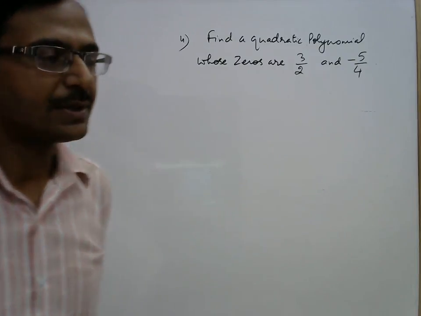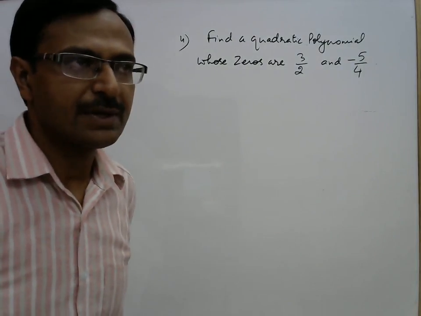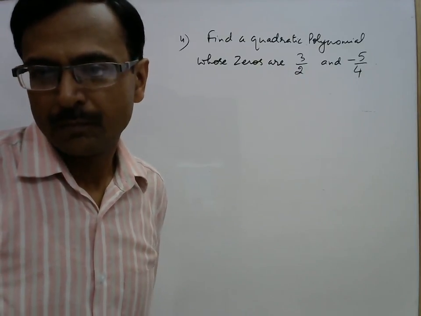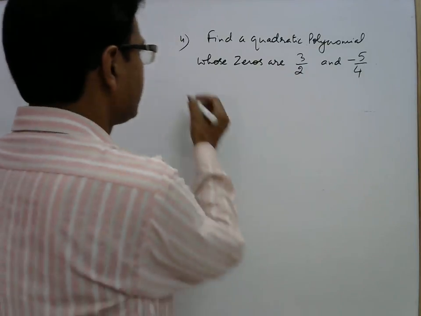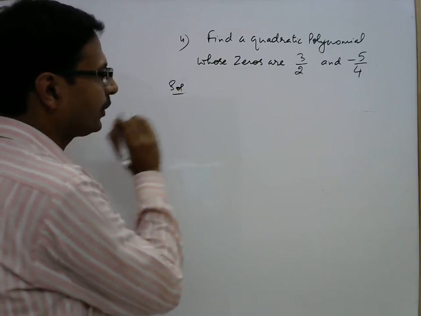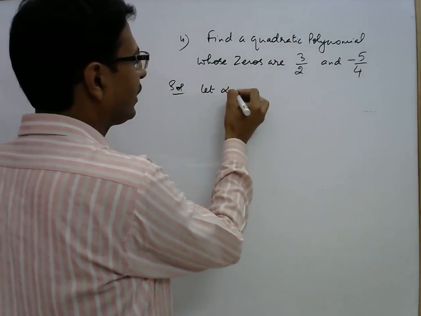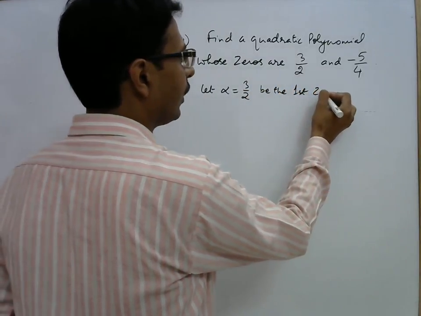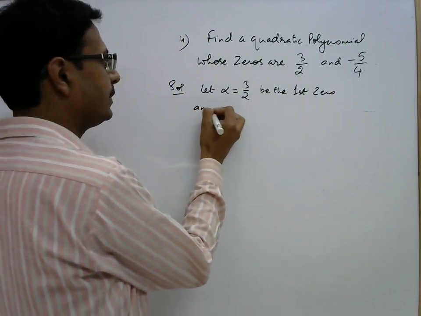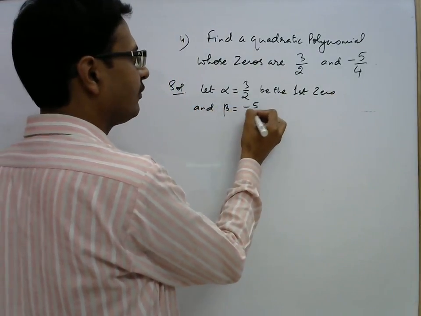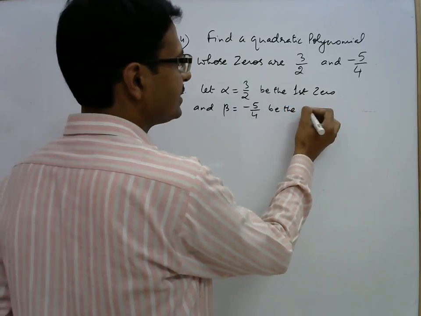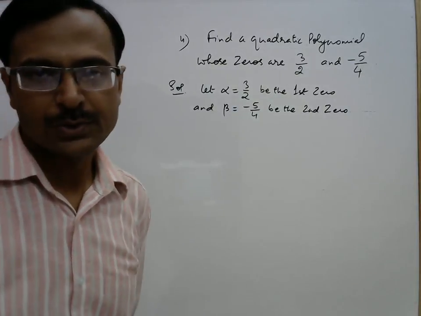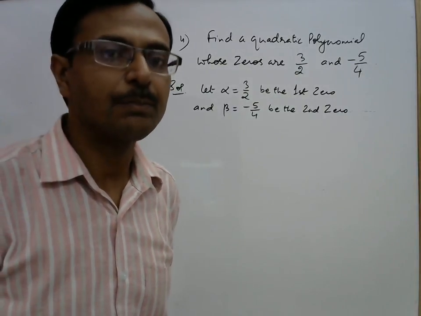Find the sum of zeros, then the product of zeros, then put the sum and product in the formula which I told you. So I'll just do a little bit of work for you. Let alpha equal to 3 by 2 be the first zero and beta equal to minus 5 by 4 be the second zero. So alpha and beta are the two zeros. Now find the sum and product.